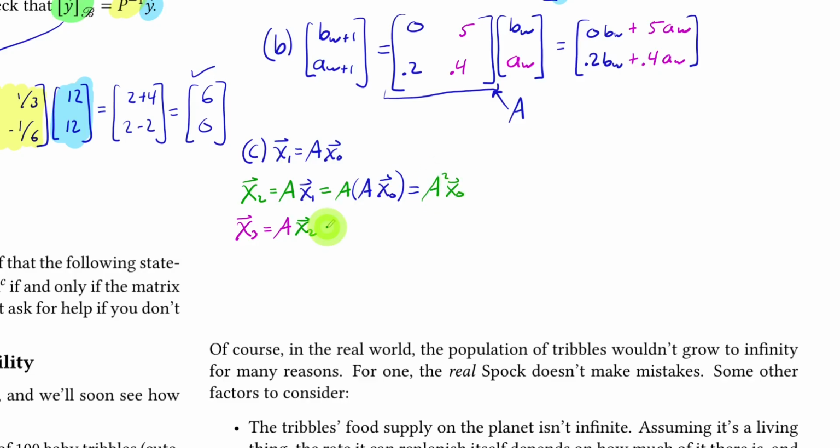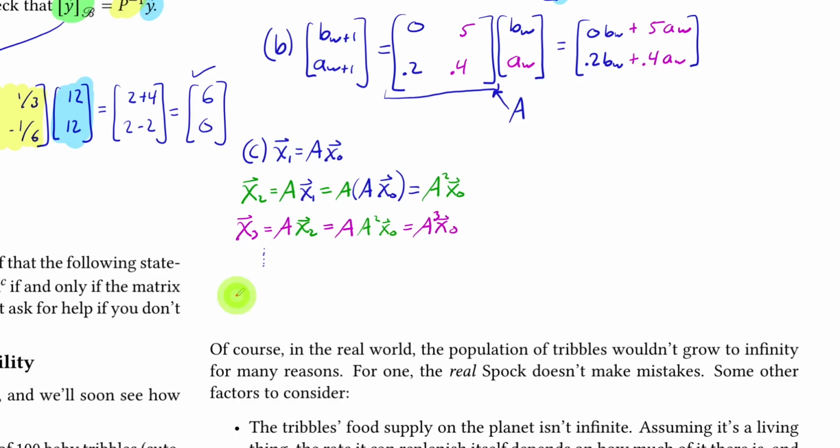And then you could plug that in here for x3. We're doing A times A squared times x0. Of course, we could think of that as A to the power 3 times x0. You see where this is going. Every time you go up by 1 week, you're just multiplying the previous week by A. So in week W, we're going to get A to the power W times x0, following this pattern.